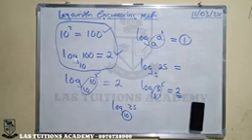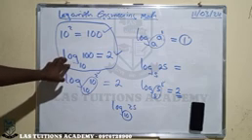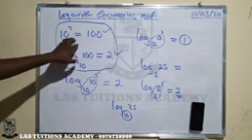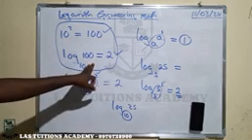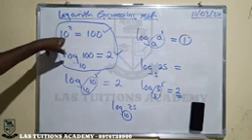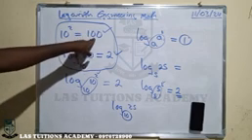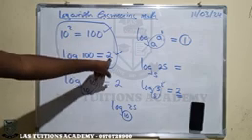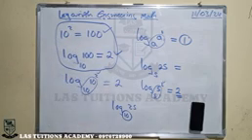Unless there's anyone who is not okay with how we have moved from that to this. This is now in log form. So if you are to express this in form of a log, it becomes like this. This 10 becomes your base. This 100 becomes your log, which you are looking for. Then this 2 becomes your answer there. That's how you work things out. Unless if there's any question.